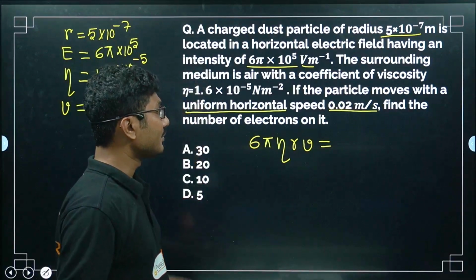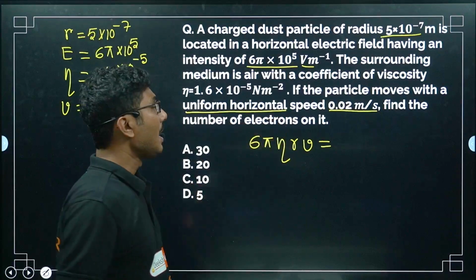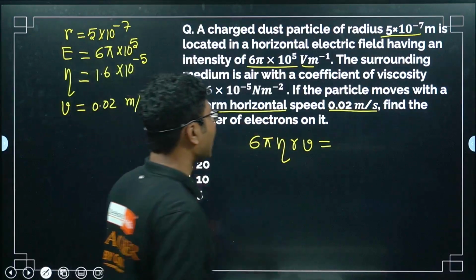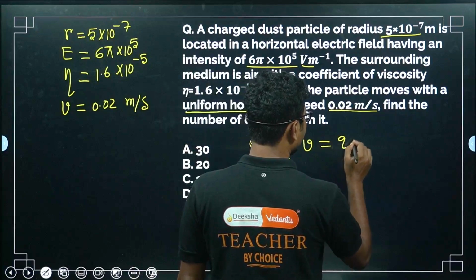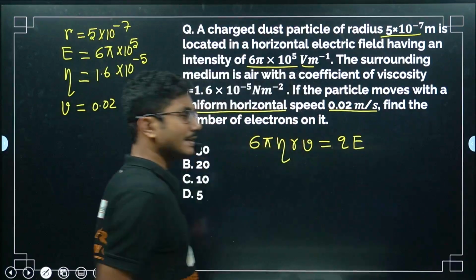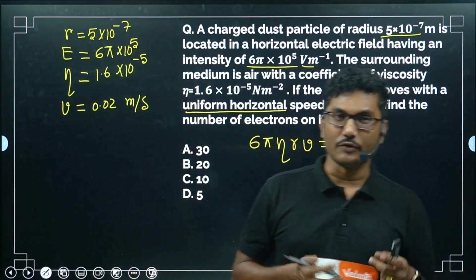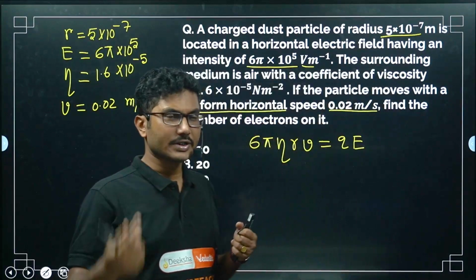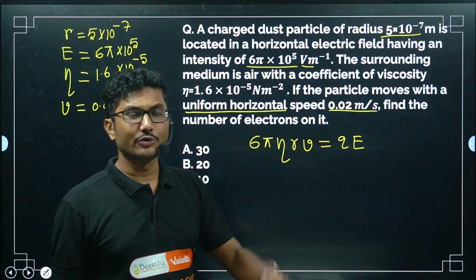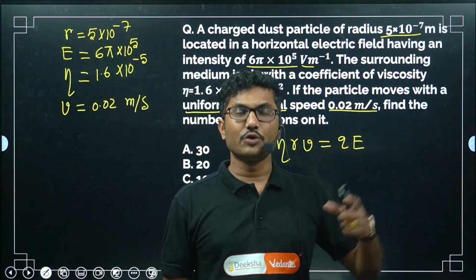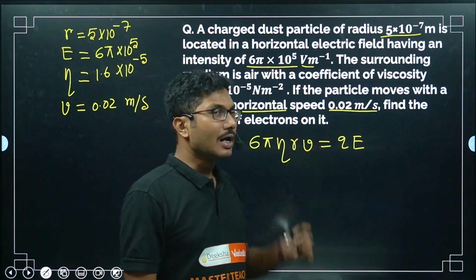This is the drag force that is trying to stop the particle, but the same force should be balanced by the electric force, and the electric force is Q times E. This is the basic concept. If it is moving with a constant speed, that means the drag force which is trying to stop it, that is kind of a frictional force, should be balanced by the force which is driving it, that is the electric force.